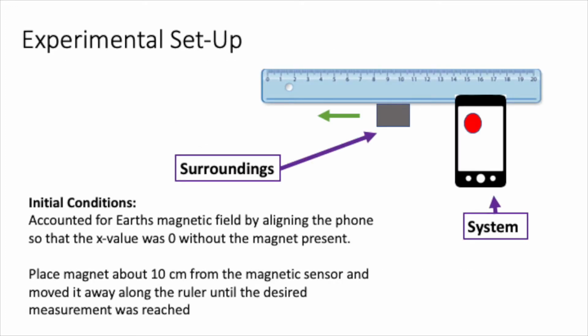The experimental setup was fairly simple. The system, the phone, was first aligned with the Earth's magnetic field so that the x value reading was 0. Then the magnet, a part of the surroundings, was brought about 10 centimeters away from the magnetic sensor location. The magnet was then moved away along the ruler until the desired x value was reached.